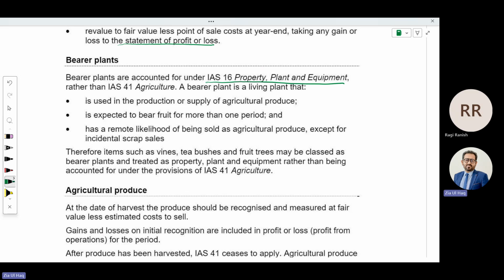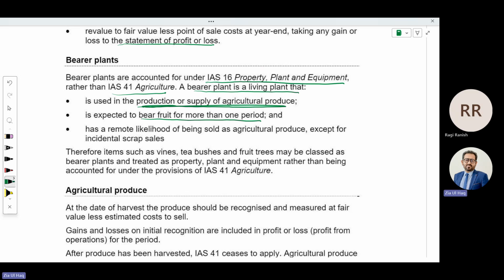Bearer plants are accounted for under IAS 16, property, plant and equipment, rather than IAS 41, agriculture. A bearer plant is a living plant that is used in the production or supply of agriculture produce, meaning it produces fruits or vegetables. It is expected to bear fruit for more than one period, meaning we are going to use this plant for more than one year. We do not intend to sell this plant. We are using this plant to produce fruits.